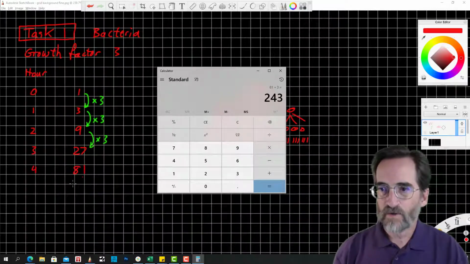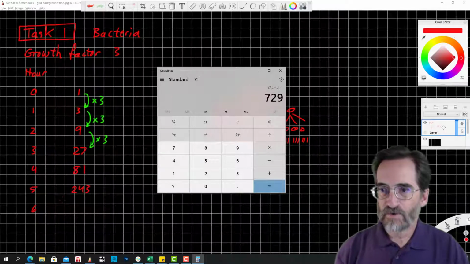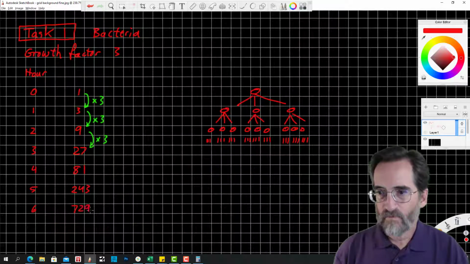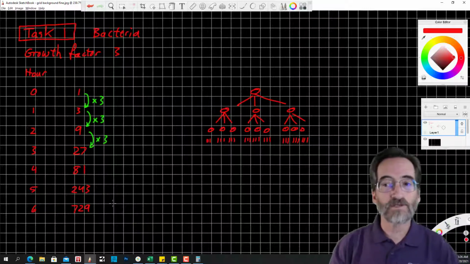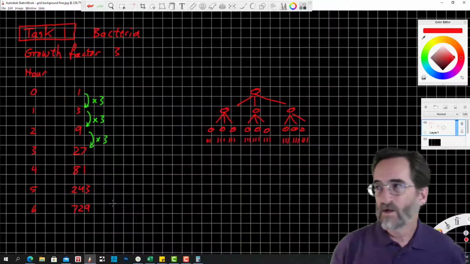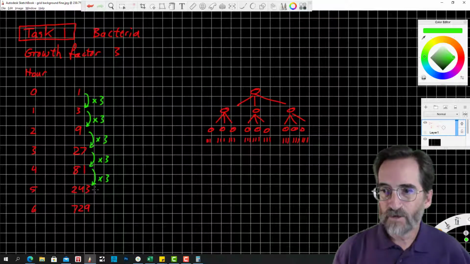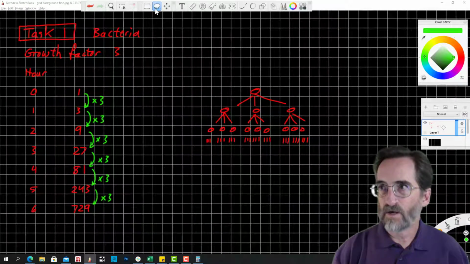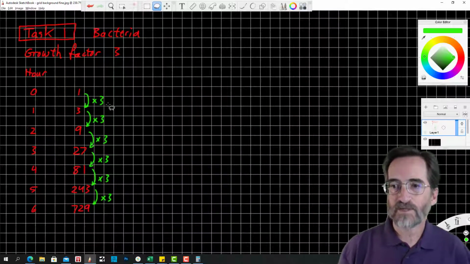Times 3 is 243. Times 3 is 729. So in 6 hours, our population of bacteria has exploded to 729 bacteria, following that rule of multiplying by 3 every single time. And just a reminder, make sure you're writing this down as we go. I am going to get rid of this over here and just track the table.